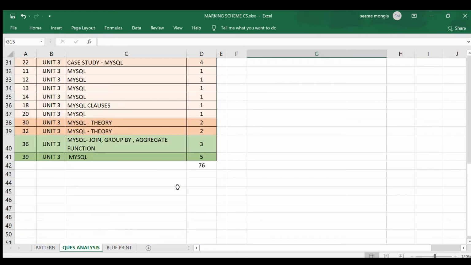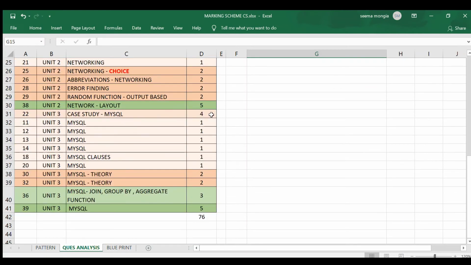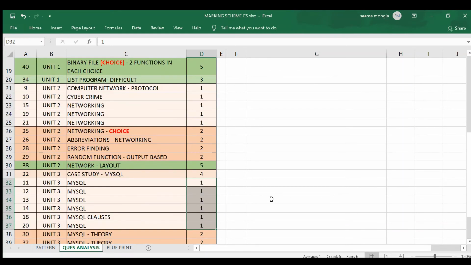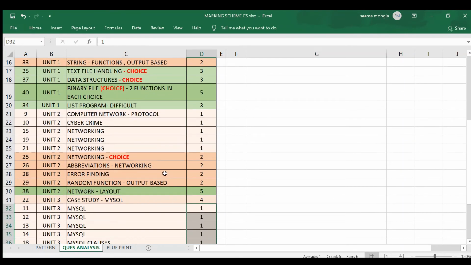So you can see here that MySQL has been covered as a 4 marker, in 2 markers, 2 questions, in 3 markers, in 5 markers, and then 1 marker questions are also a lot of questions. So MySQL is going to play a very vital role in your performance in class 12th. But yes, there is one very important observation which we are going to understand and realize in the blueprint of the paper. Let us come to unit 2.